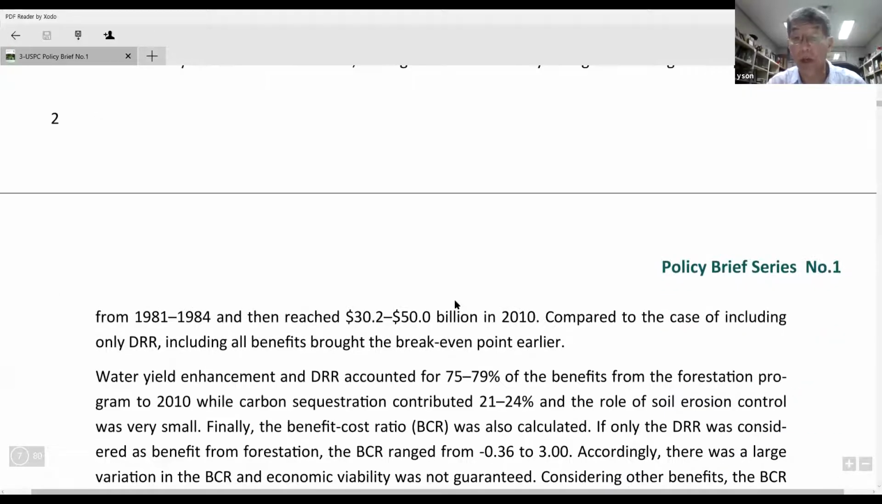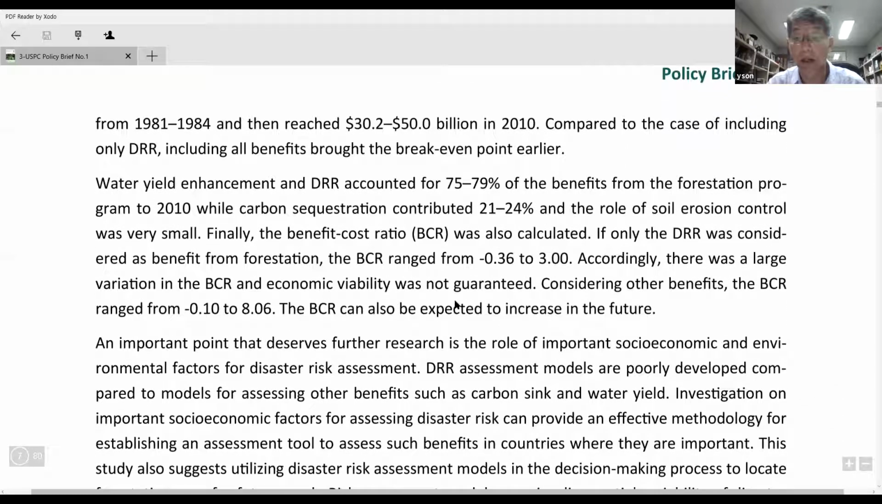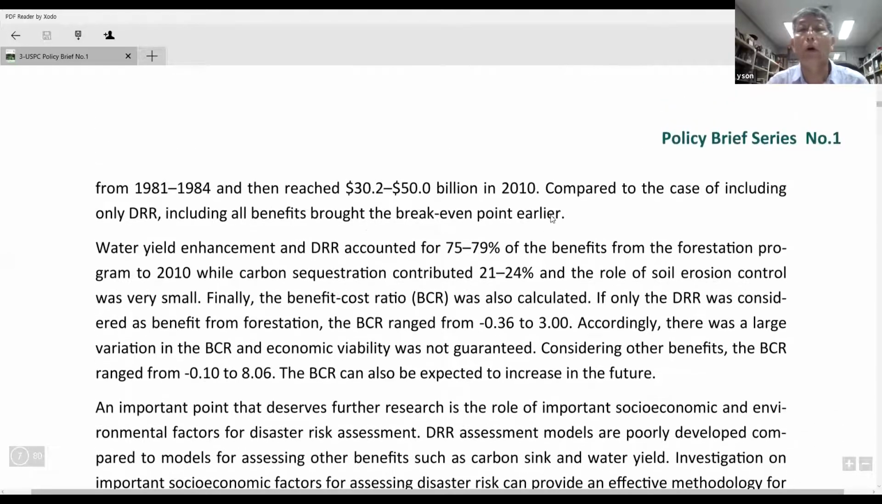Then next page. So if we include other benefits, it brings the break-even point earlier. So if you calculate more ecosystem services, the break-even point will be sooner and sooner after reforestation. Do you follow me? Yes, yes, we are following.